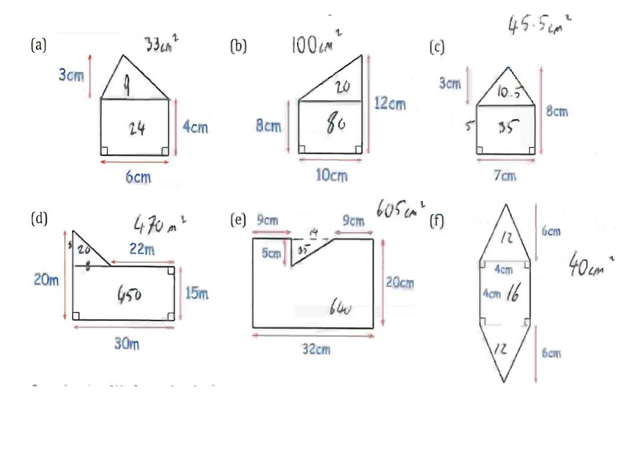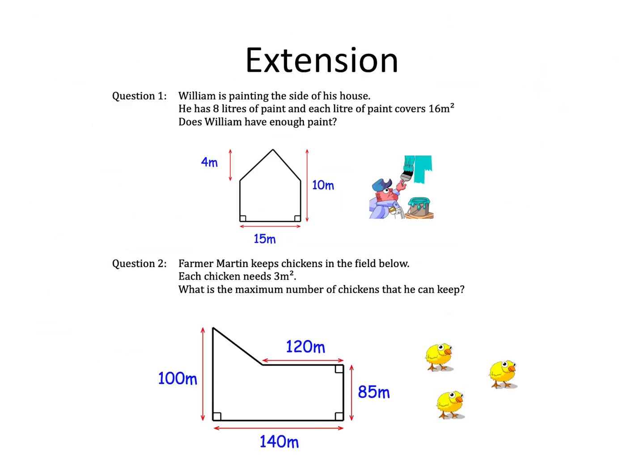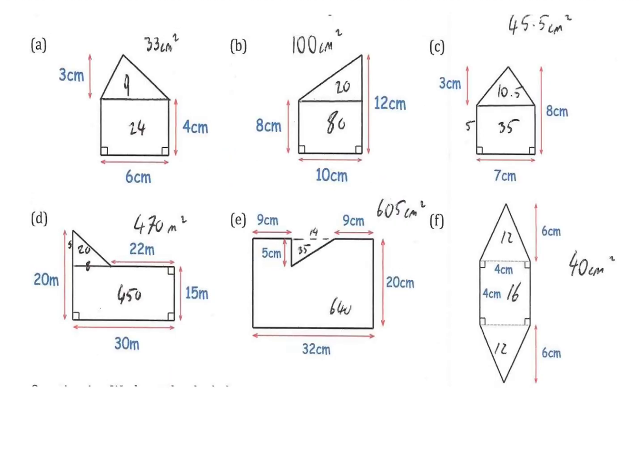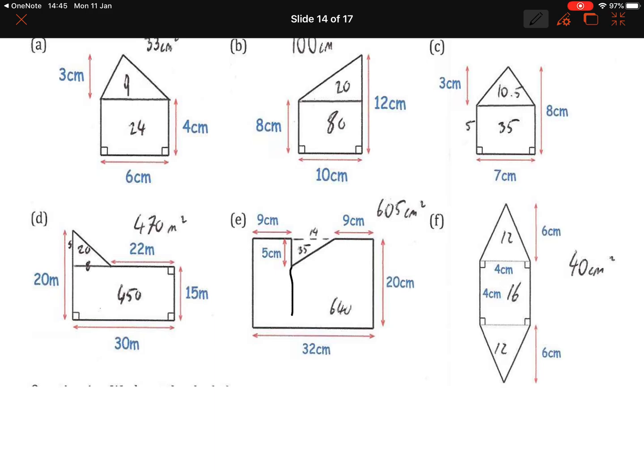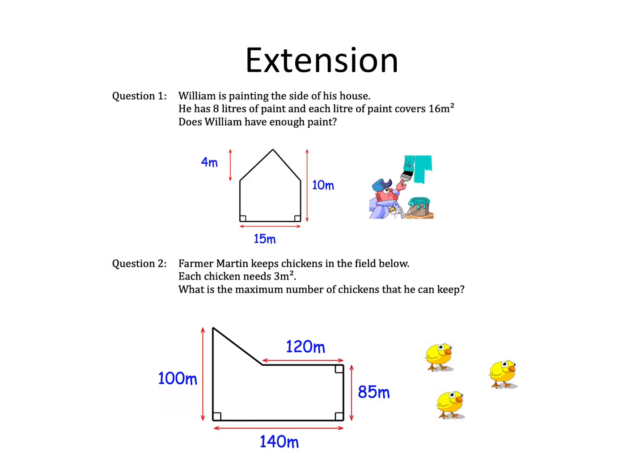Okay, brilliant. So here are your answers for these questions. For part E, just be aware that what we've done is 32 times 20 and then taken off that little area of the triangle there. That's one way you can do it. Another way is to separate it into 4 or 5 different shapes. You could have done something like this. That would have been a harder way of doing it, but it would have worked.